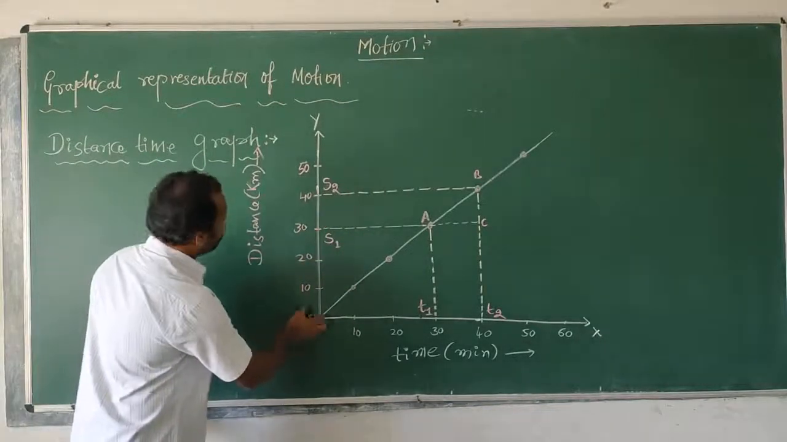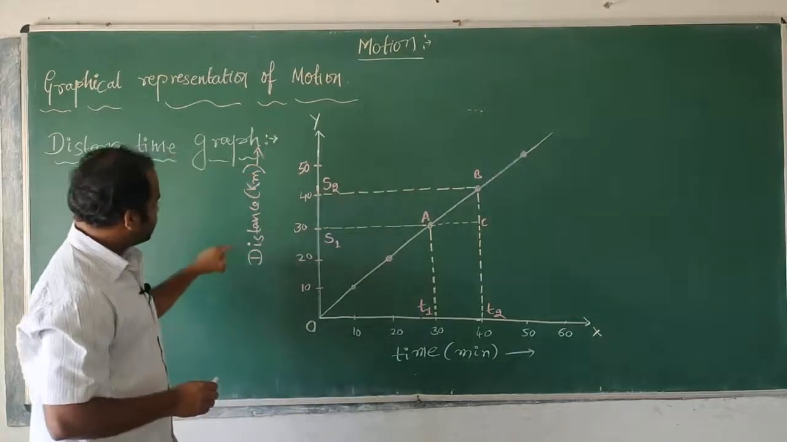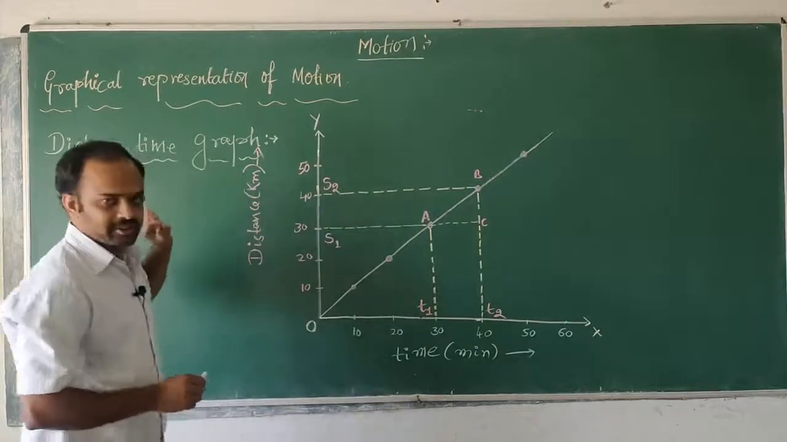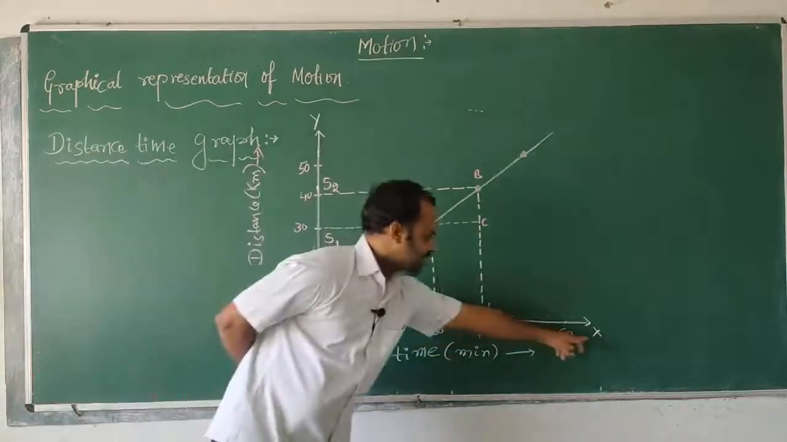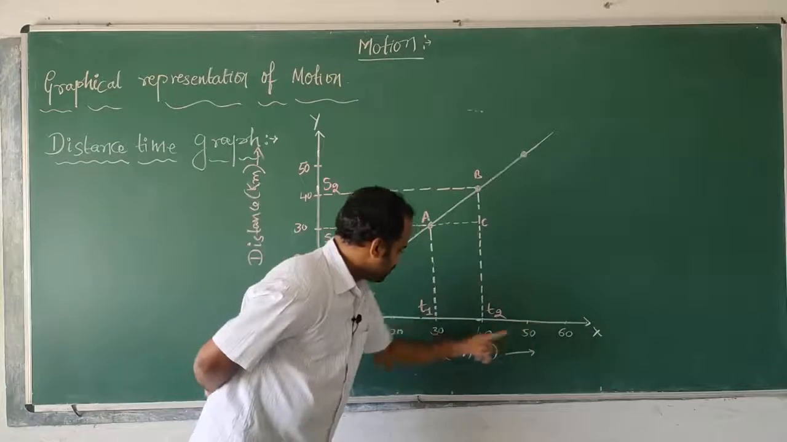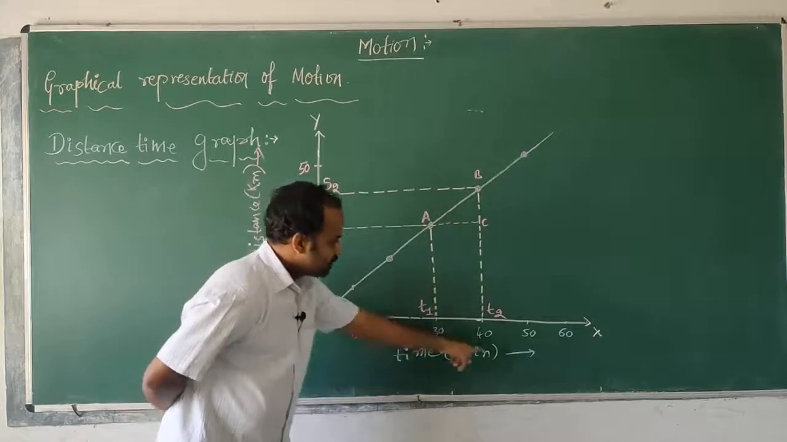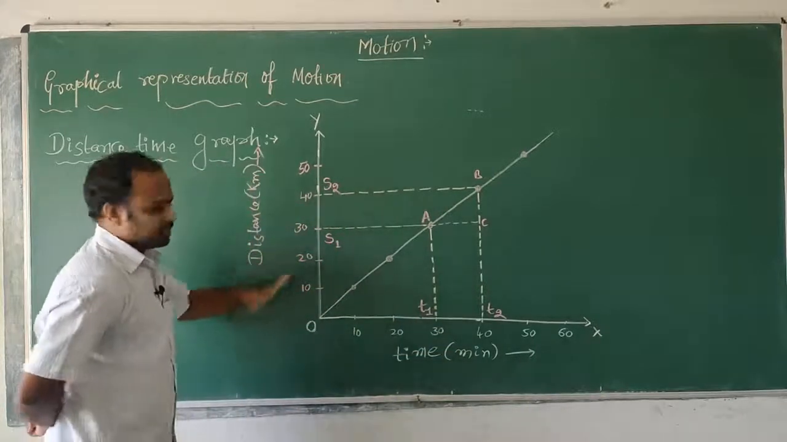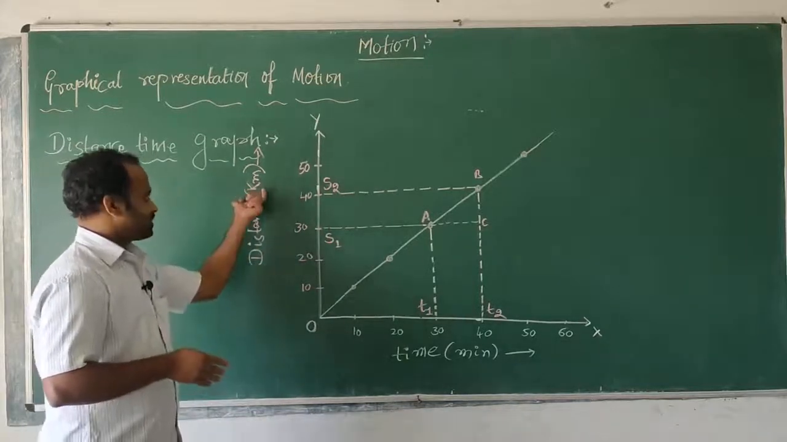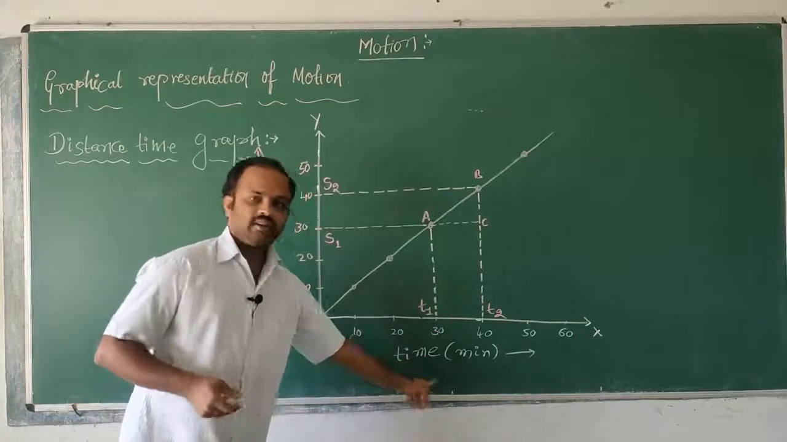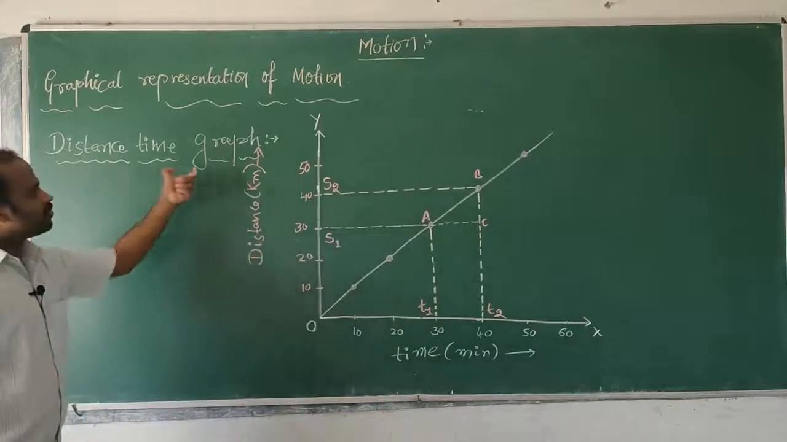Look here, on the y axis we take distance in kilometers, and on the x axis we take time in minutes. In a graph, if along the y axis we take distance and along the x axis we take time, this type of graphical representation is called a distance time graph.